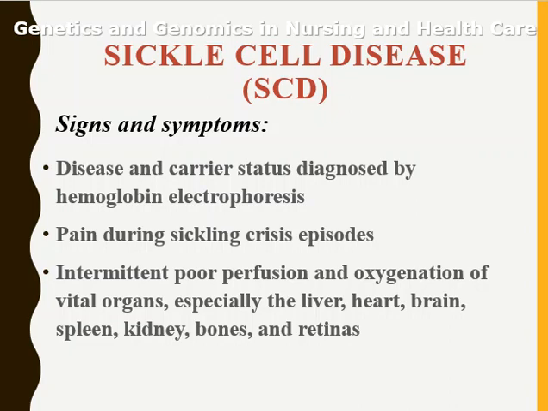Okay, the disease and the carrier status are diagnosed by hemoglobin electrophoresis. What that means is that the diagnosis is not done by genetic testing. It's diagnosed based on the large percentage of hemoglobin S seen on that blood test, the electrophoresis. Usually 80 to 90% of the hemoglobin will be HbS in people who have sickle cell disease.